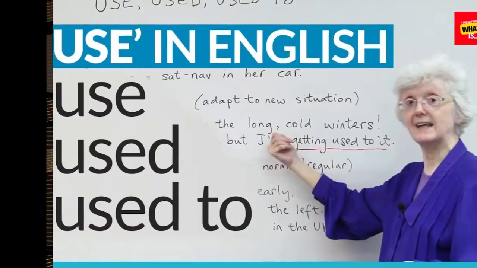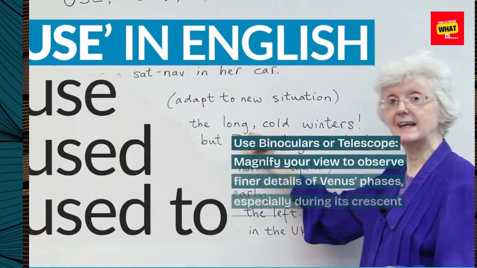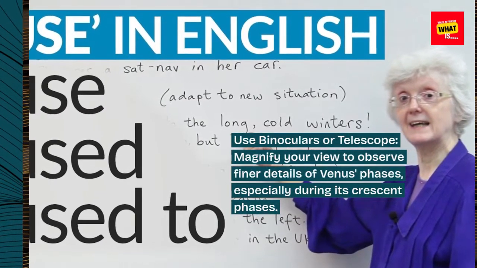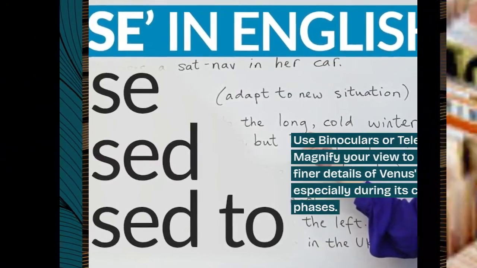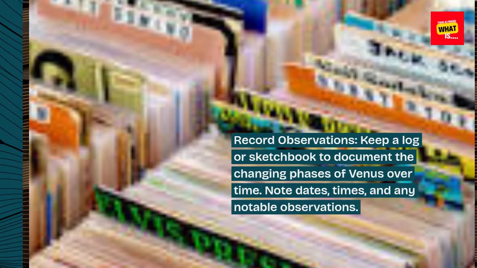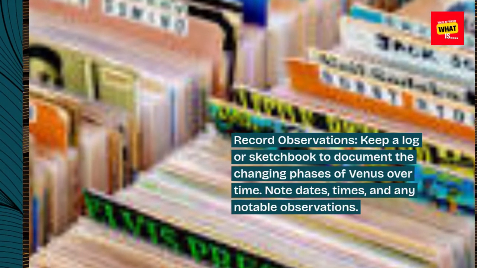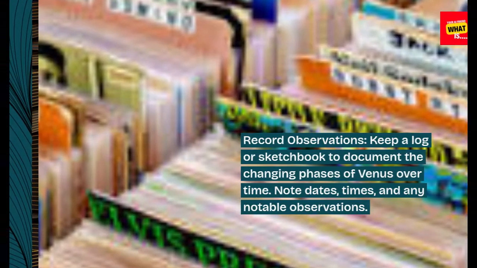Observational tips. Use binoculars or telescope. Magnify your view to observe finer details of Venus's phases, especially during its crescent phases. Record observations. Keep a log or sketchbook to document the changing phases of Venus over time. Note dates, times, and any notable observations.